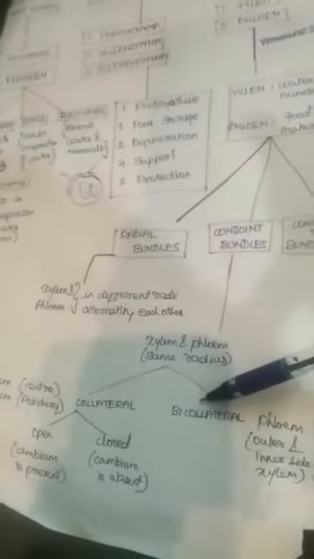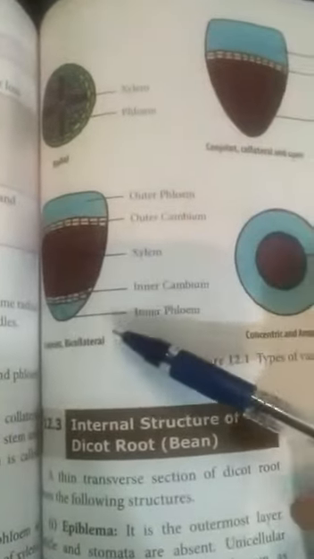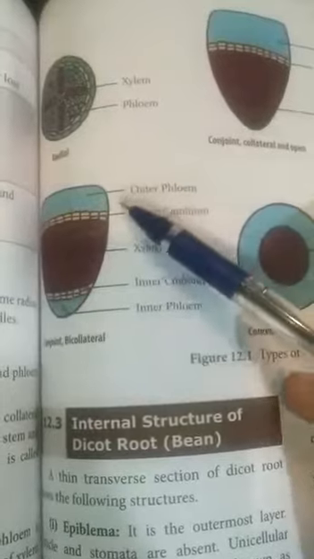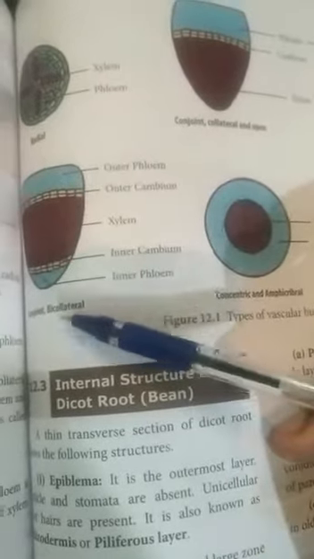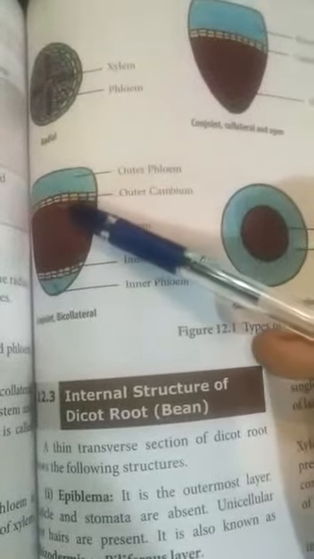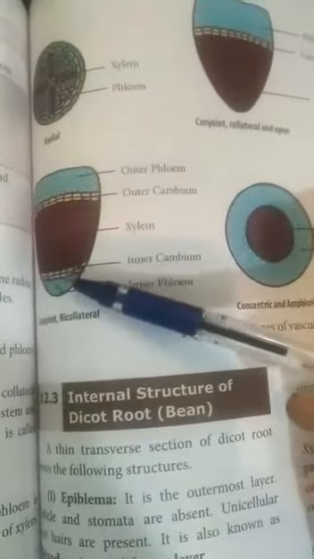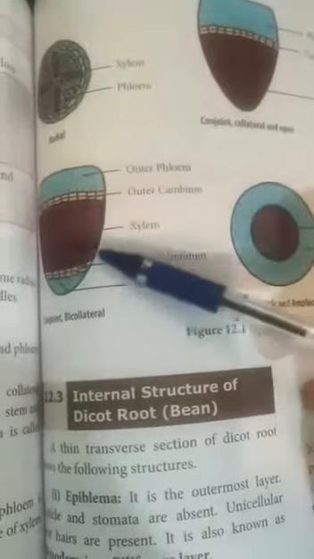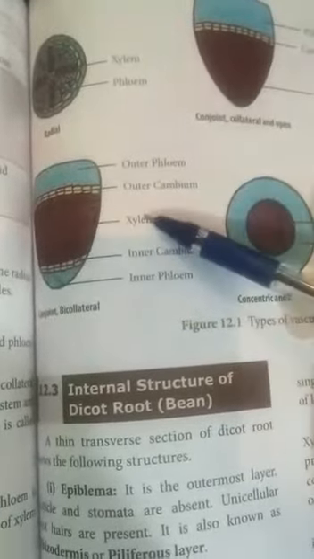The next one is bicollateral. Bicollateral means, just look at the diagram. In bicollateral, phloem is present on both inner and outer side of xylem. See, phloem is present both inner and outer side of xylem. This is xylem.